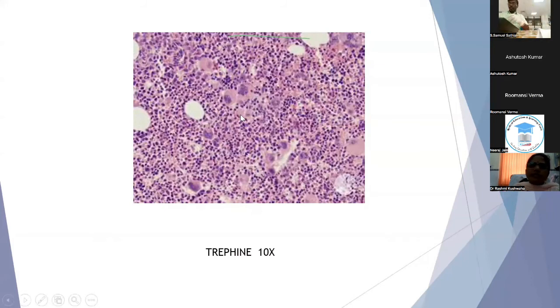And we can see there are markedly reduced fat spaces. There is proliferation of almost all the lineages. We can see these are the erythroid precursors which have proliferated, the granulocytes as well as the megakaryocytes. So there is a tri-lineage proliferation with presence of pleomorphic looking megakaryocytes. So this case was reported as myeloproliferative neoplasm. Kindly evaluate the cause of erythrocytosis.